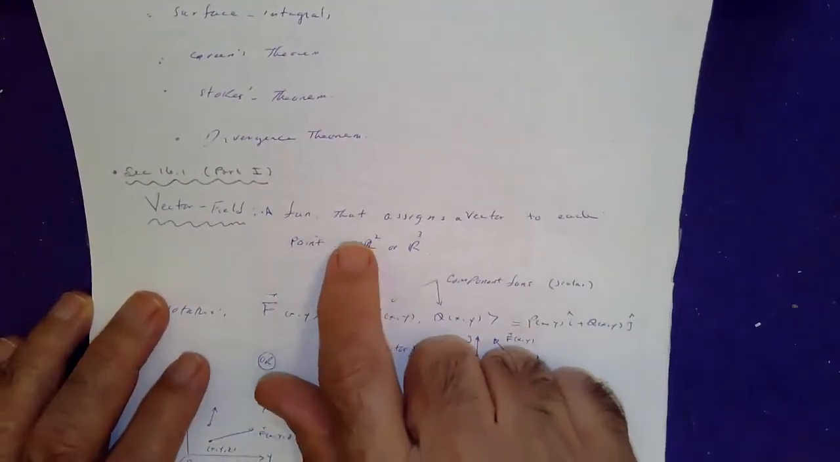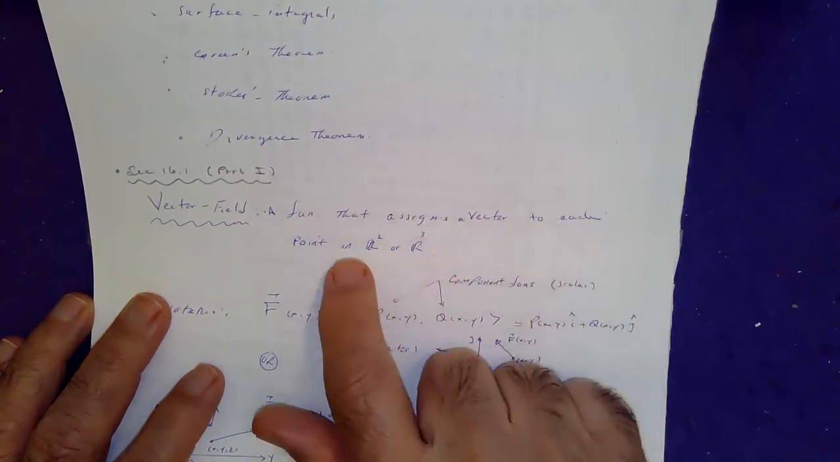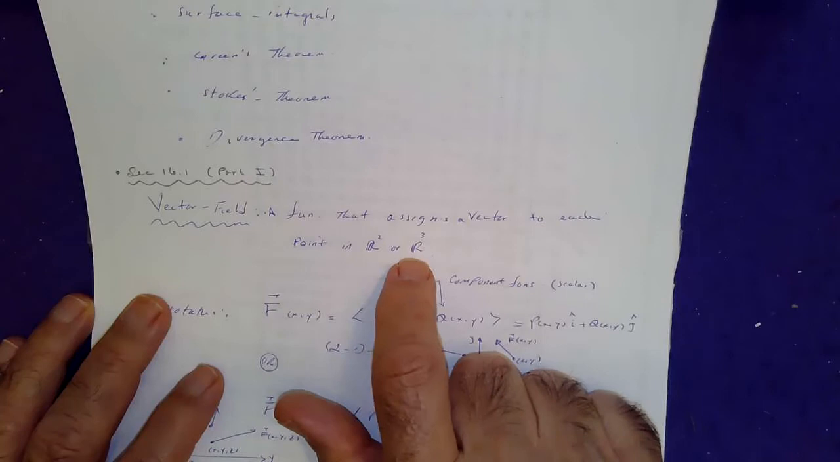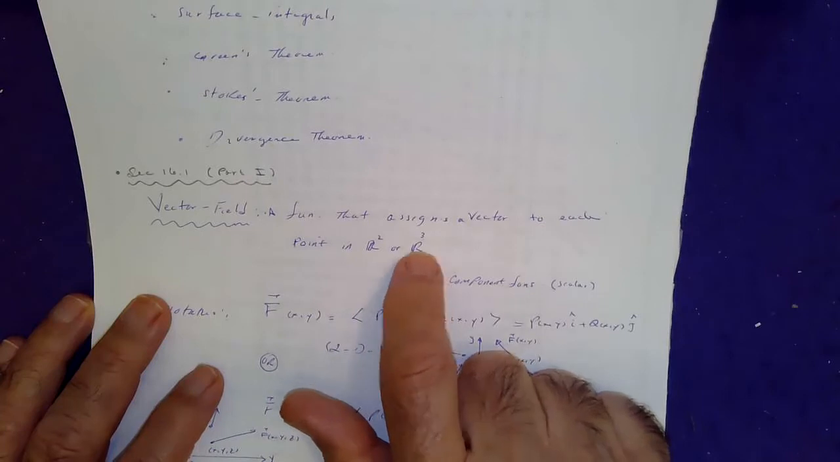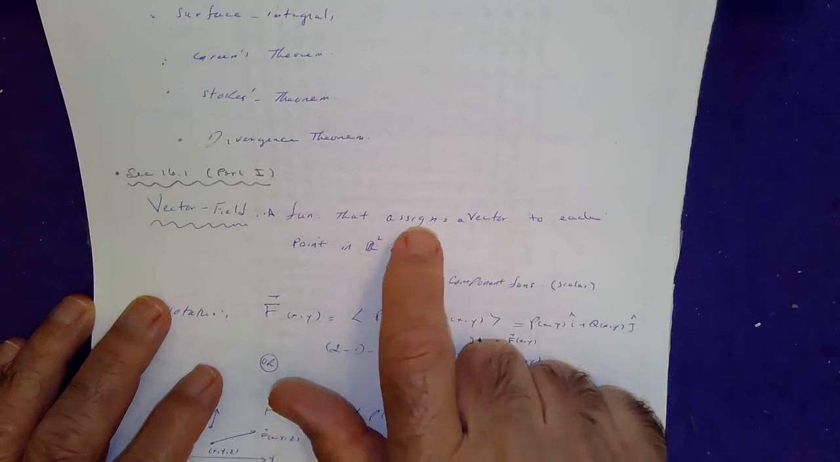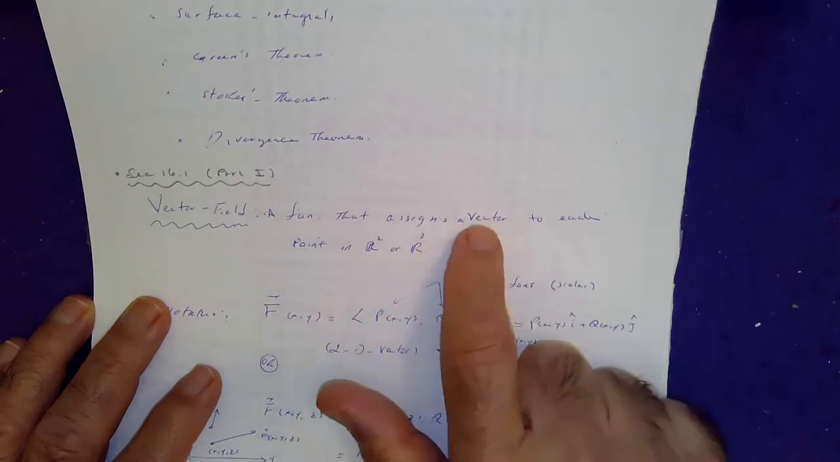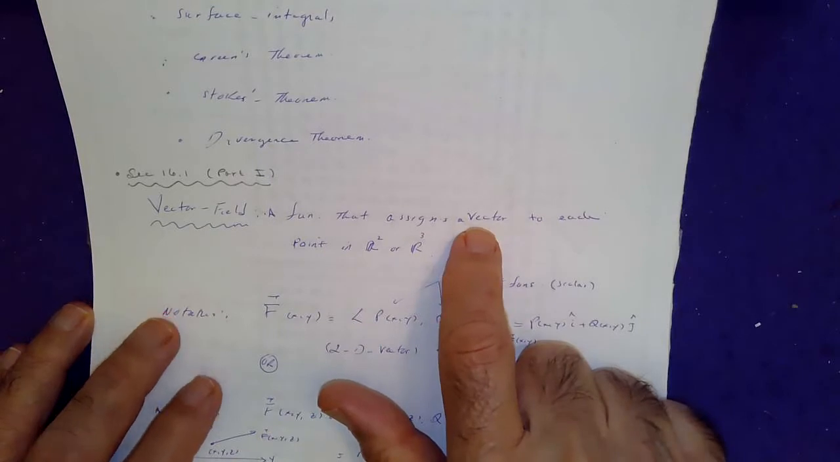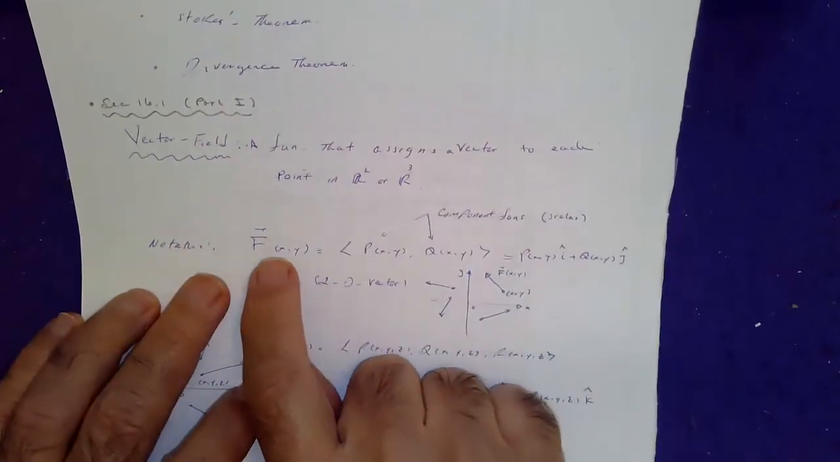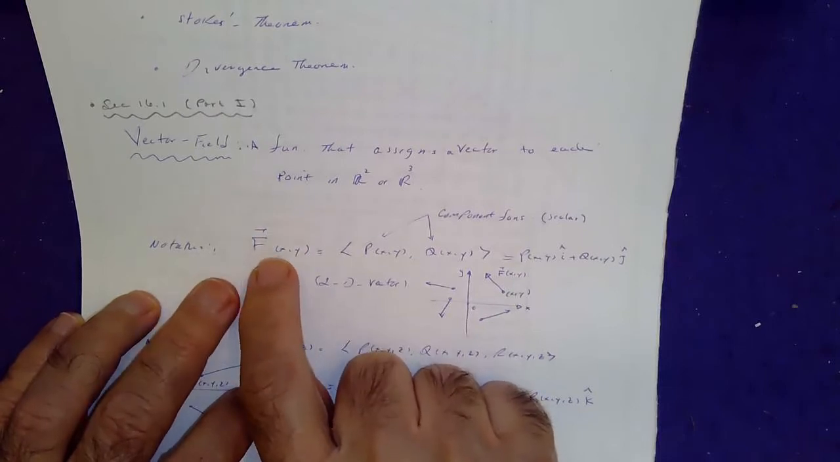What is a vector field? A vector field is a function that assigns a vector to each point in either R2 or R3. In other words, each point in R2, which is a set of ordered pairs, will result in a vector. And each point in R3, which is an ordered triple of real numbers, will result in a vector as well. The notation is capital F with an arrow on top. That means this is a vector field.